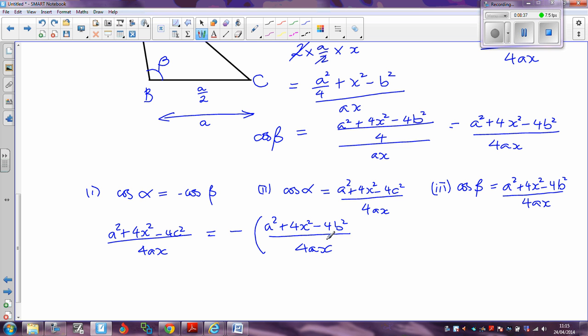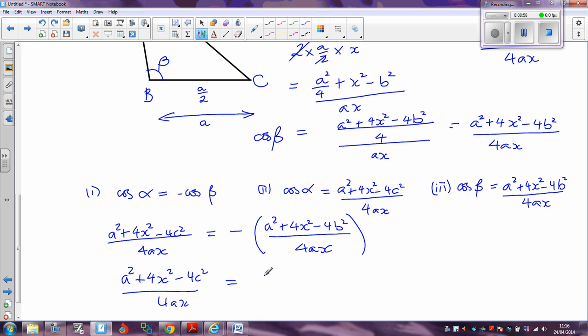Oops, 4ax. Now I think the neatest way to sort out the right hand side there, let's just copy the left hand side, so plus 4x squared minus 4c squared divided by 4ax. The neatest way to make this expression negative is to actually just change the sign of everything on the top.